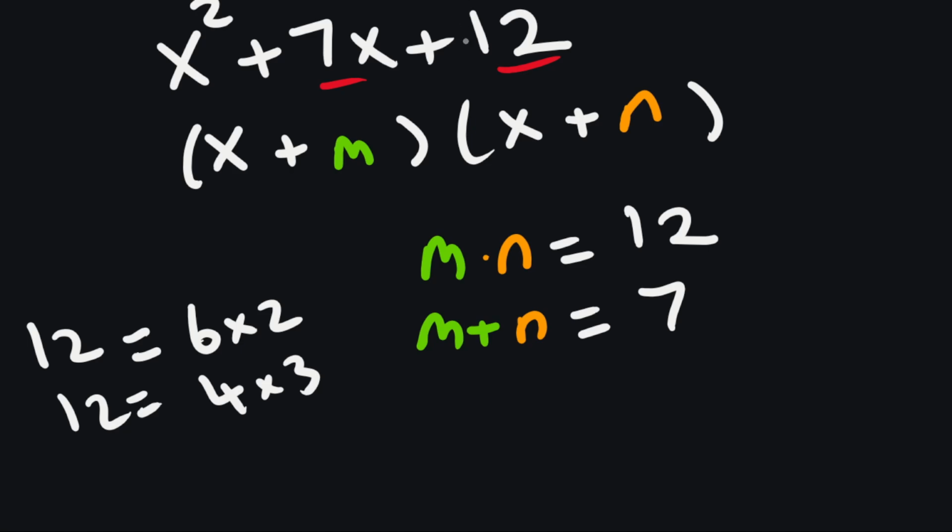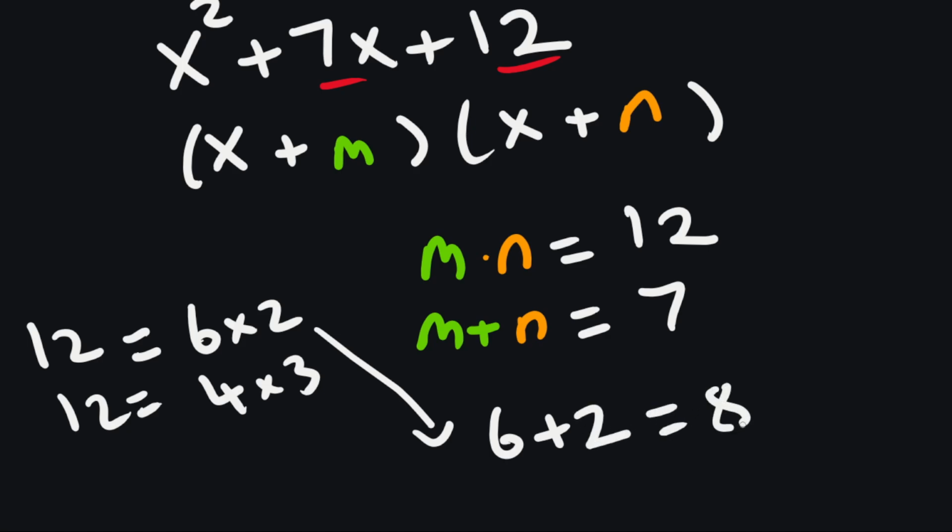Let's actually try to add them. So over here, what is 6 plus 2? Well, 6 plus 2 is 8, but that's not the number we're looking for. We are looking for, when we add them together, for it to be 7. So 6 and 2 won't work.